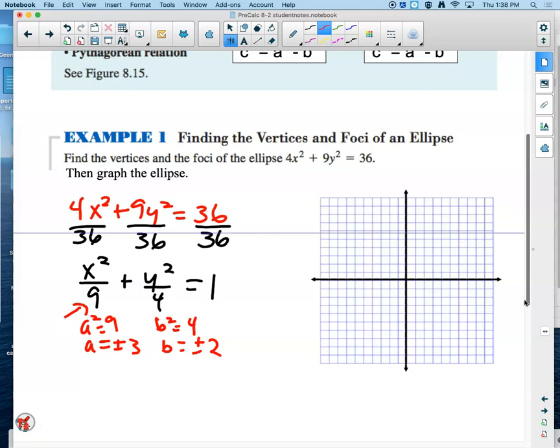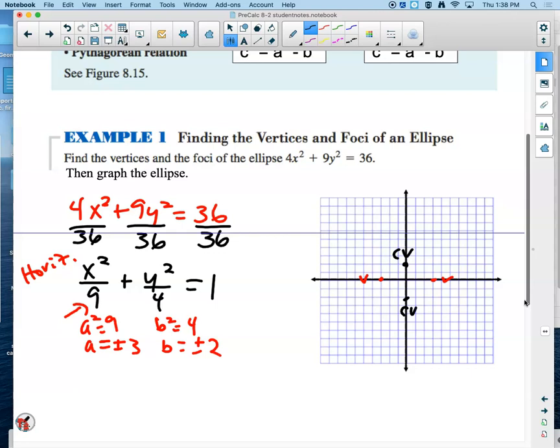So now I noticed that a was under the x squared, and that tells me that this is a horizontal ellipse. And that means I have to take the bigger value, which is a of 3, and go horizontally from a center at 0, 0. So 3 to the right and 3 to the left from 0, 0. Those are my vertices, also called the semi-major axis. Then my covertices have me going up and down 2 from 0, 0. So there are my covertices, or the semi-minor axes right there.